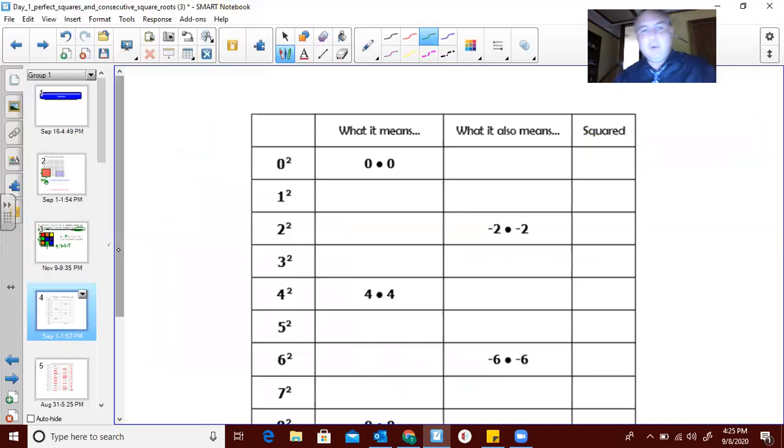So a couple important cases. 0 times 0. Anything times 0 is 0. 0 times 1 is 0, 0 times a million is 0, 0 times my house is 0. 0 times 0 is always 0.